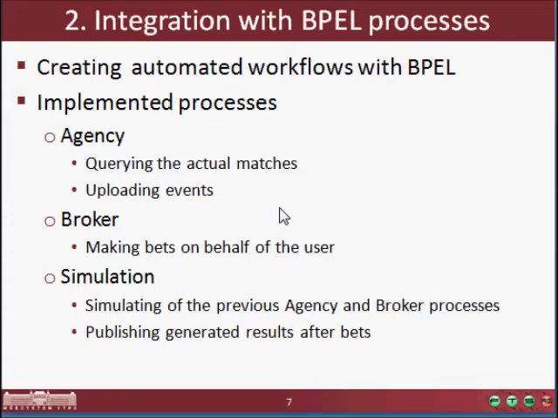Using these web services, the BPEL process should model the functionality of the agency, that of a broker, and that of a simulation. The agency should be able to query the actual matches and generate events based on these matches. The broker should be able to create bets on behalf of the user using parameters such as the total money used and the number of bets to create. The simulation should run the agency and the broker processes as well as generate results for the bets that are created in the broker process.